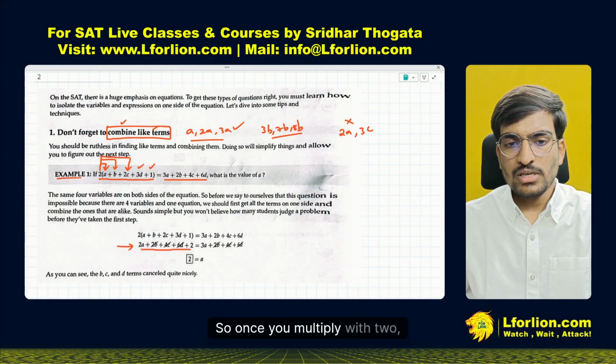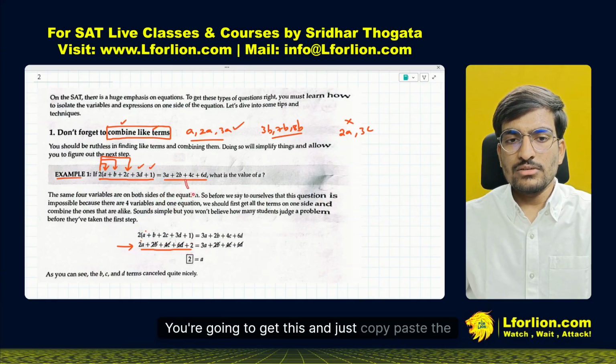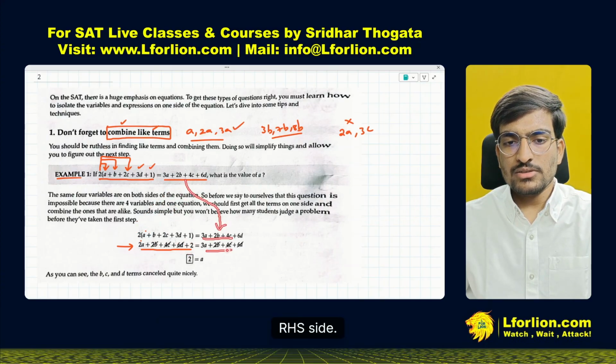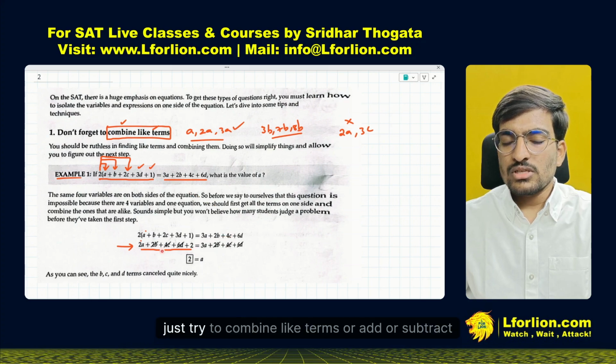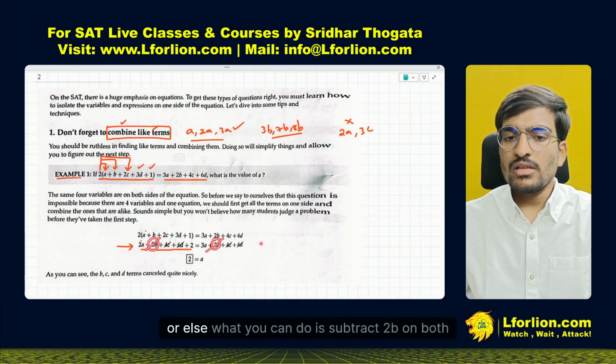So once you multiply with 2, you get 2 into a, 2a, 2 into b, 2b, 2 into 2c, 4c, 2 into 3d, 6d, 2 into 1, 2. You get this, and you just copy paste the RHS side, and then try to combine like terms, or add or subtract the like terms. You see 2b on LHS, 2b on RHS, you can cross out like this, or else you can subtract 2b on both sides.